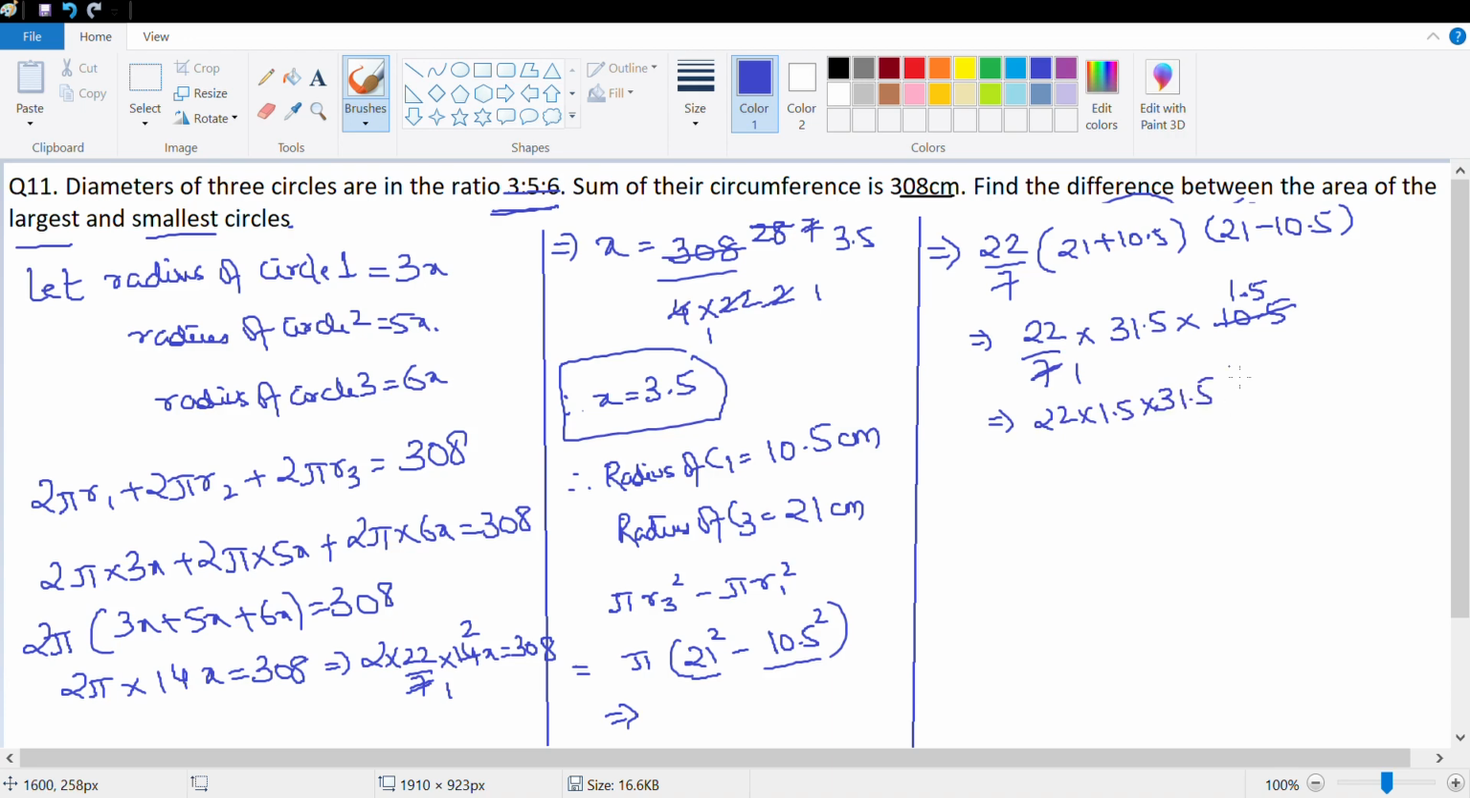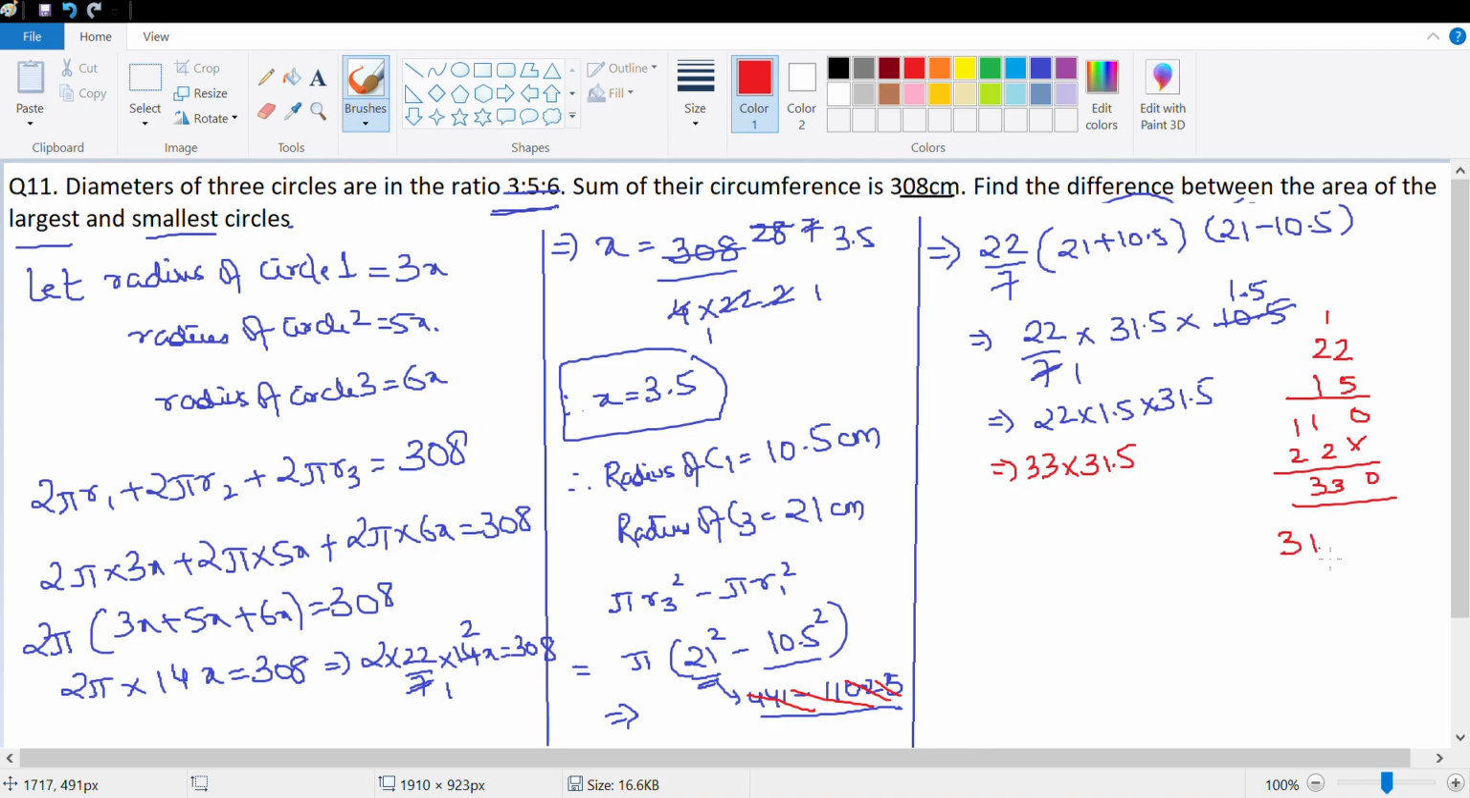Still a long calculation. Maybe I could have done it directly. 441 minus 105 into 105, that's 10 into 11, that's 110, 25. 11025. I don't think this would be easy either. Anyway, let's go ahead and do this only. So 22 into 1.5, let's do that calculation first. So 22 into 15, that's 10 plus 1, 11, that's 2 and 2, 0, 3, 3. So this is 33 multiplied with 31.5.